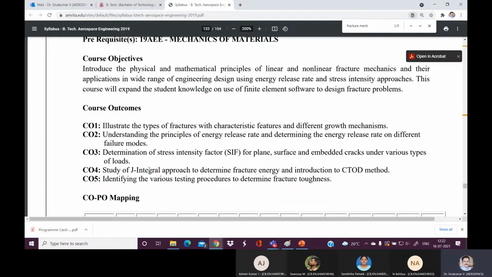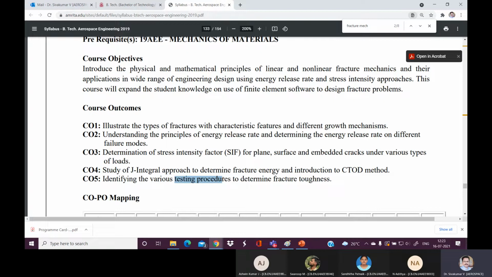And also the application of the J integral, and the displacement based method. You will come to know how the J integral is different from CTOD or the energy or the stress intensity approaches. And also the fracture toughness. How to find the fracture toughness for different materials? What are the procedures available? Those kinds of things you can understand.